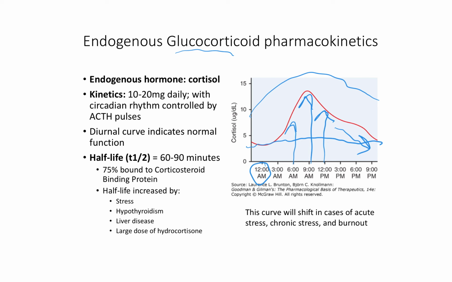And the kinetics, this is about 10 to 20 milligrams daily that is released in a circadian style associated with ACTH pulses from the pituitary. The half-life of cortisol is about 60 to 90 minutes. About 75% binds to its specific trafficking protein, and the half-life can go up whenever there's cases of stress, hypothyroidism, liver disease, or giving large doses of hydrocortisone, which will mess with the HPA axis.